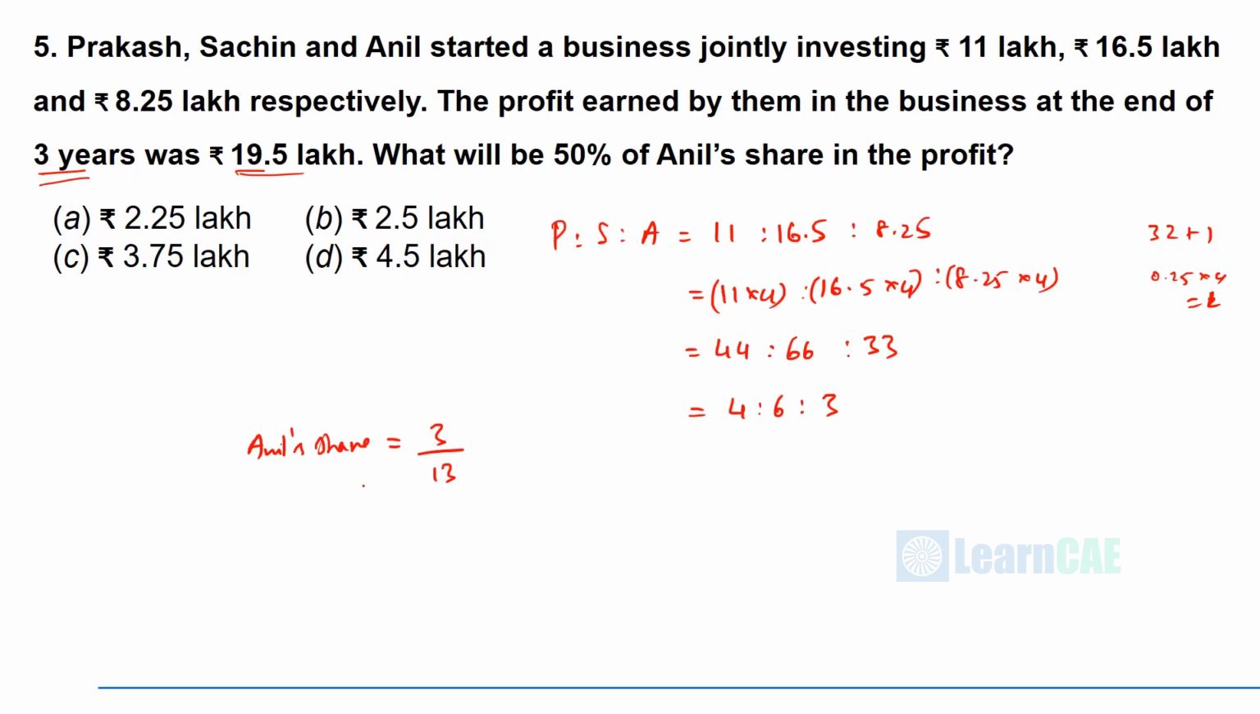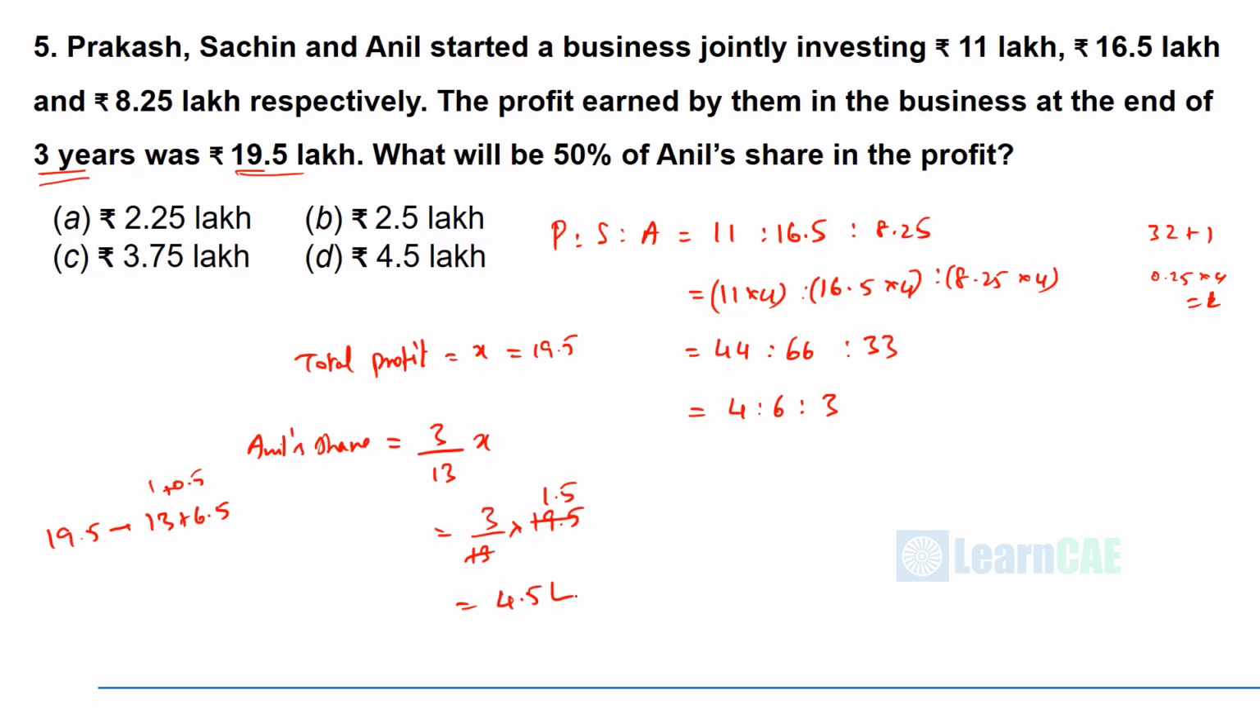Okay. So if you keep the total profit as x, Anil's profit will be 3 by 13 x. They are saying the total profit is 19.5 lakhs, that is x is equal to 19.5. So we can calculate Anil's share. This is 3 by 13 into 19.5. 19.5 is nothing but 13 plus 6.5. So 13 will go 1 time for this one, and then this will be 0.5. So we can divide this as 1.5. So 3 into 1.5 is 4.5. So total Anil share is 4.5 lakhs.